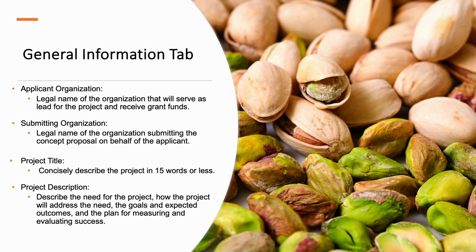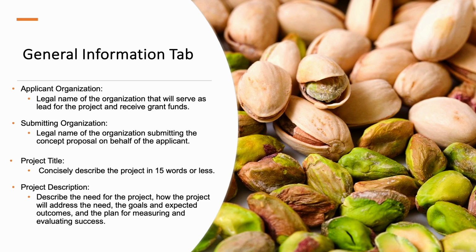However, if a grant writer prepares a concept proposal application on behalf of an applicant, you must disclose the grant writing organization to prevent possible conflicts of interest during the review process. Next, provide a title that concisely describes your project in 15 words or less. Please avoid using acronyms here or naming your project 2025 SCBGP.